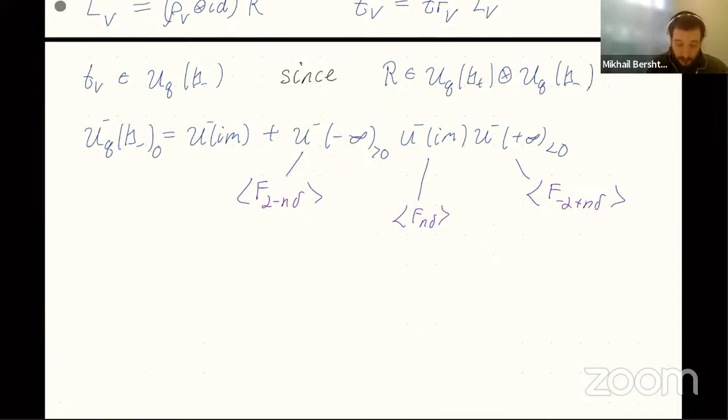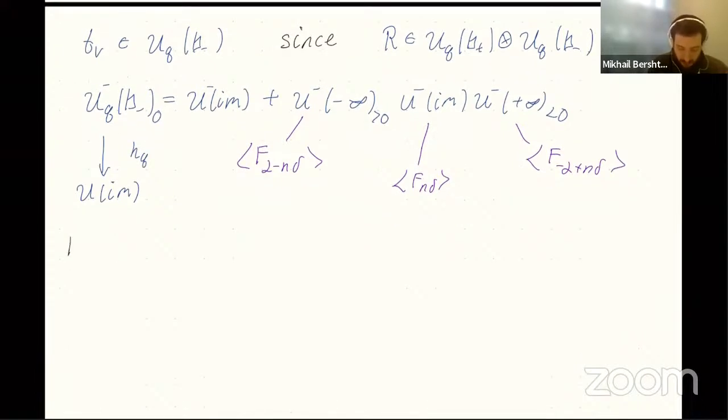And there is a natural projection from here to U_q of b minus imaginary, which just takes the quotient of this subspace. I denote this projection by H_q and state the proposition: H_q is a homomorphism of algebras.